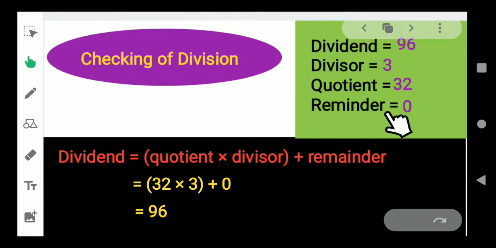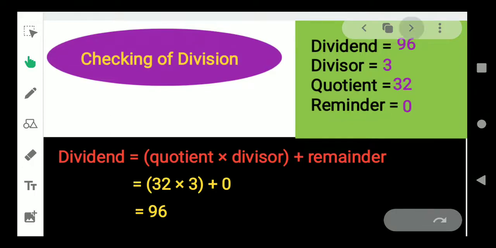How much is the remainder? 0. Now multiply. In the working space, please multiply it and see what is 32 into 3. 32 into 3 is 96. If we add 0 also, same 96 itself. So, here our dividend is also 96. So, now I can understand that my division is correct.